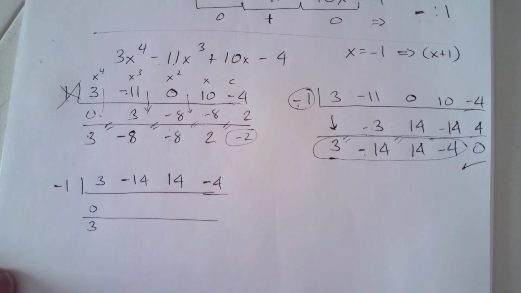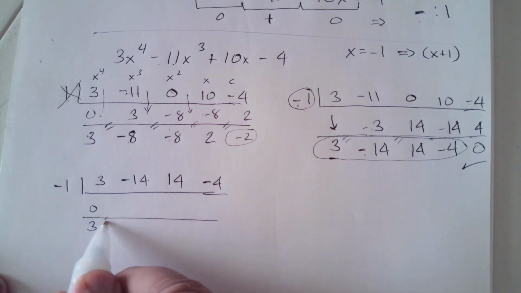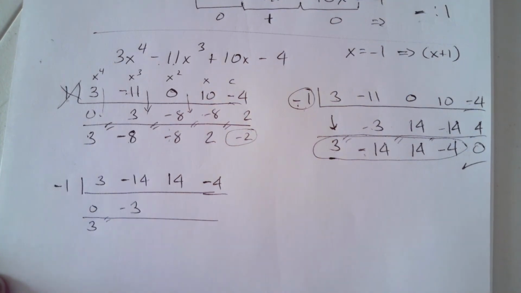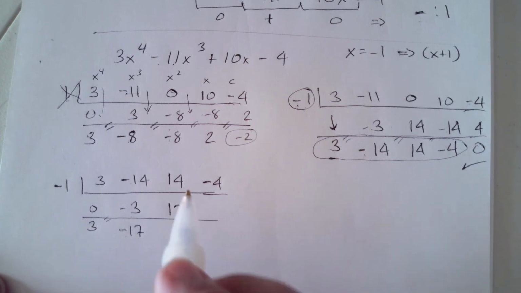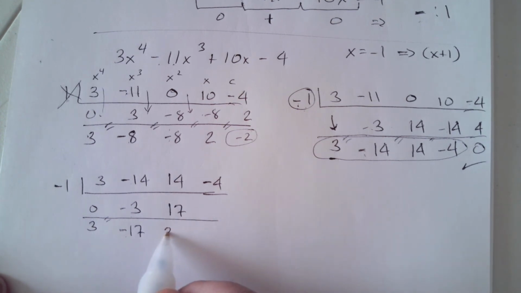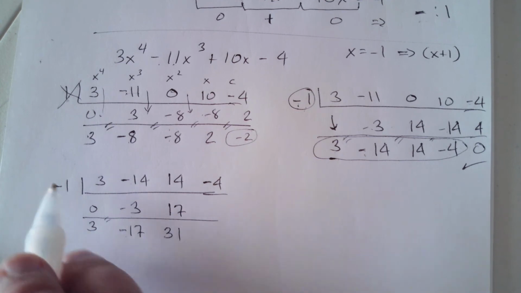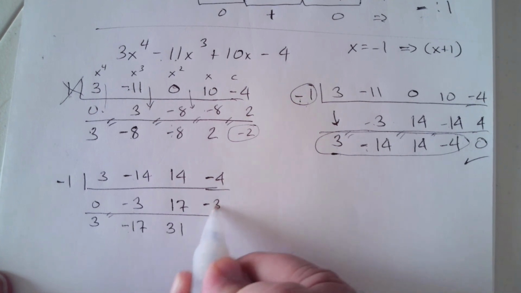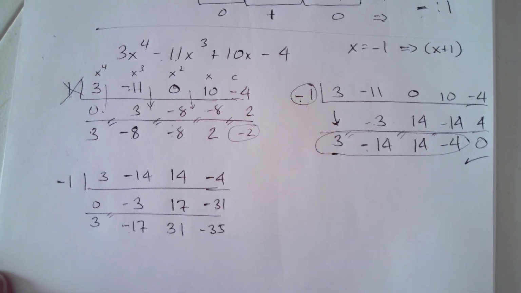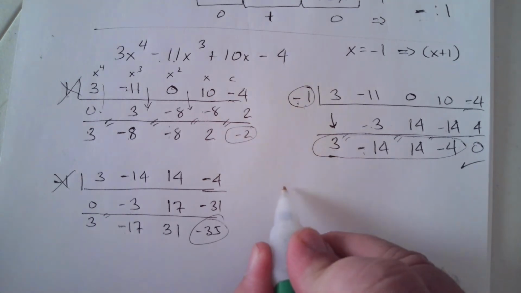Add straight down. Negative 1 times 3 is negative 3. Negative 14 plus 3 is 17. Negative and a negative is a positive 17. 14 plus 17 is 31. It's going in the wrong direction. So negative 1 times 31 is negative 31. So no more negative ones. They don't work. So the next number on our list is a 2.